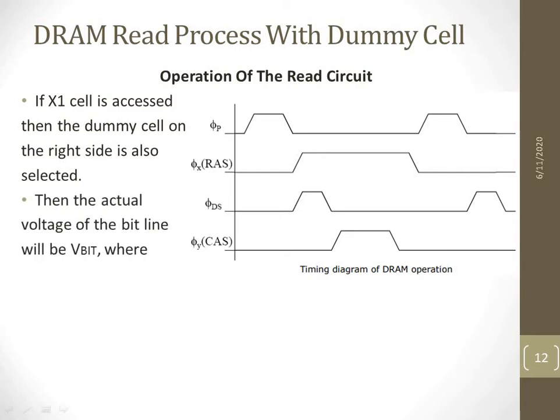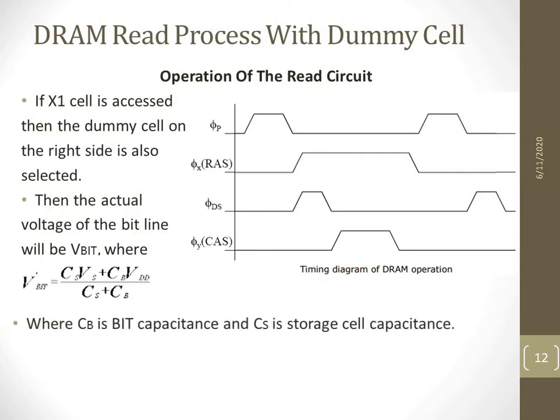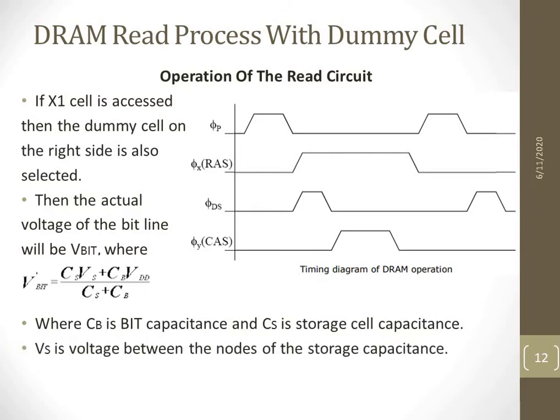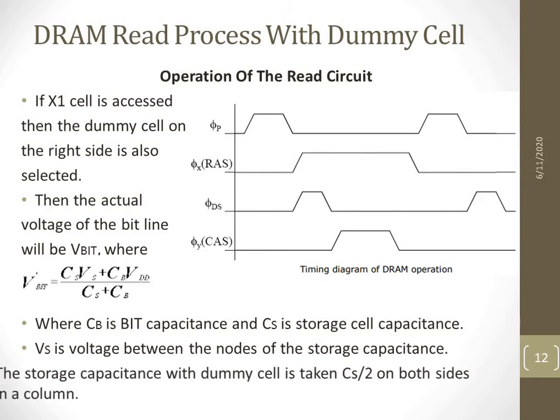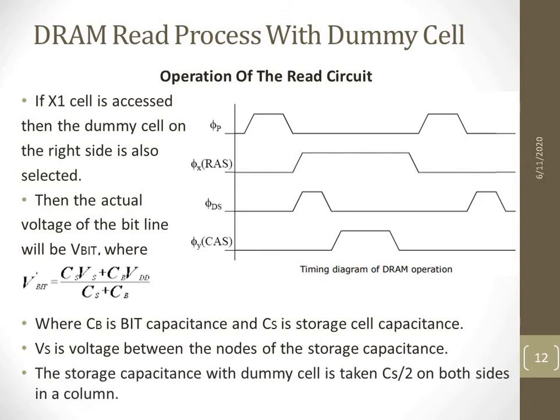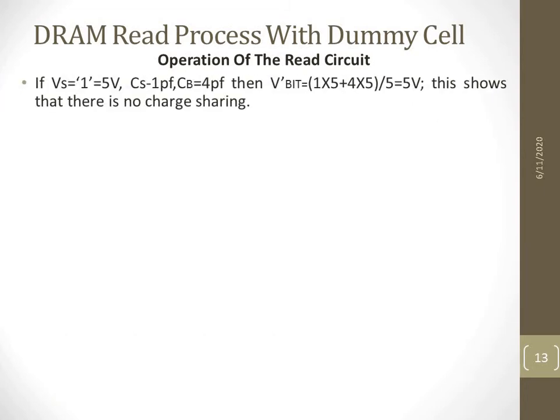So the actual voltage of the bit line will be V bit, where V bit is (CS Vs plus CB VDD) by (CS plus CB), where CB is the bit line capacitance, CS is the storage cell capacitance, and Vs is the voltage between the nodes of the storage capacitance. The storage capacitance with dummy cell is taken as CS by 2 on both sides in a column.